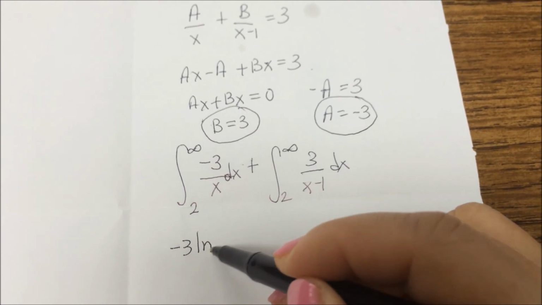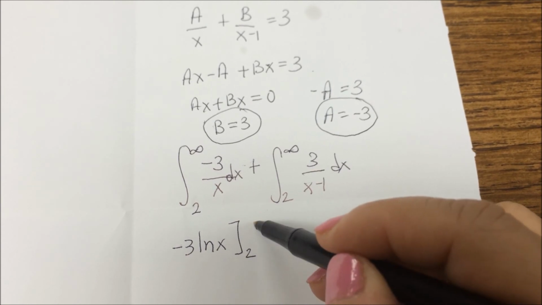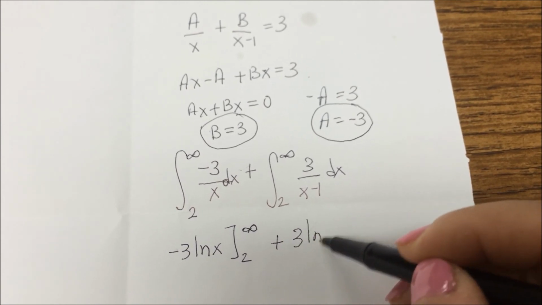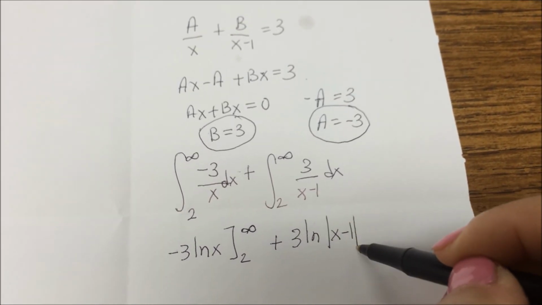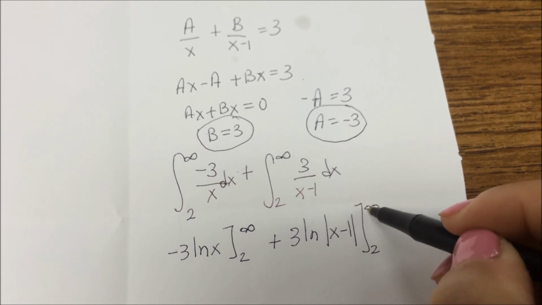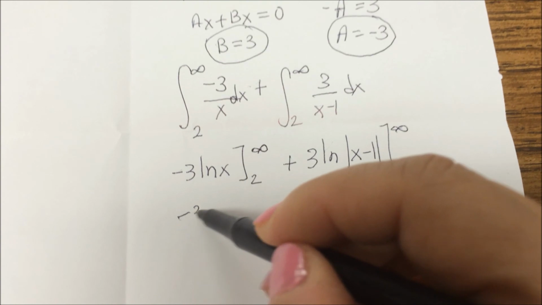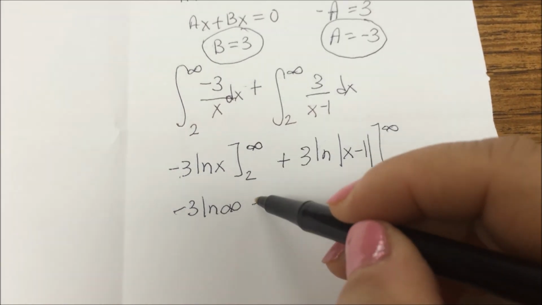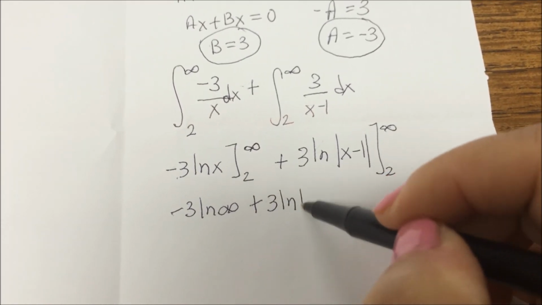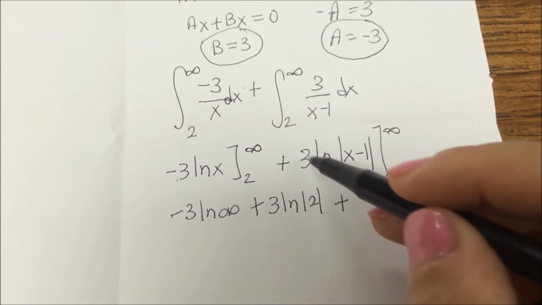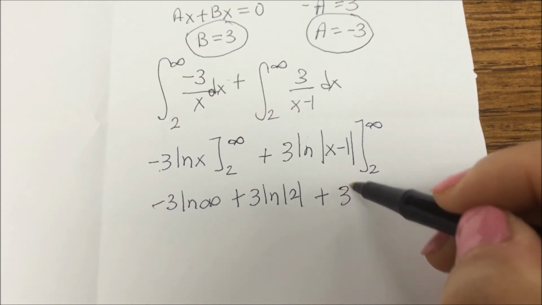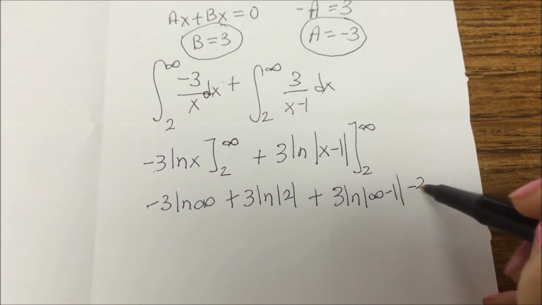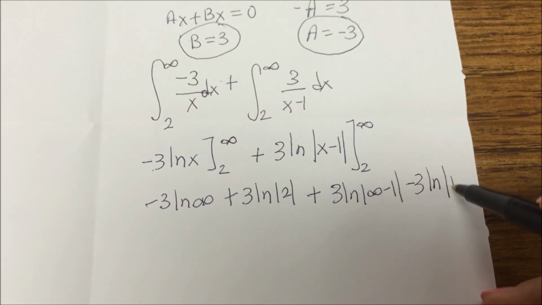It's going to become ln of x, and then I have the limits from 2 to positive infinity, plus, and then do the same thing on this one, 3 ln of the absolute value of x minus 1, right? And then we have the limits from 2 to infinity, and then we substitute. So we have negative 3 ln of infinity minus, and then because this is negative right there, it's going to become plus 3 ln of 2, right? Plus, and then we do this part right here. So it's 3 ln of infinity minus 1. And then we also have minus 3 ln of 2 minus 1, which is 1 right there.